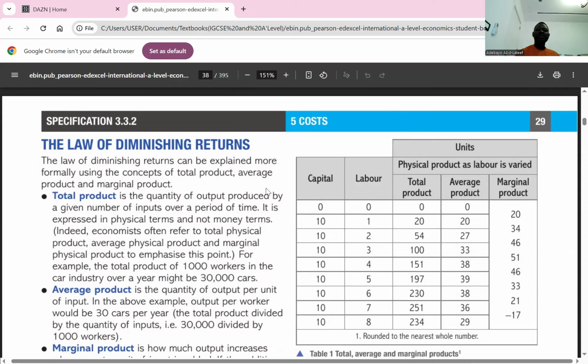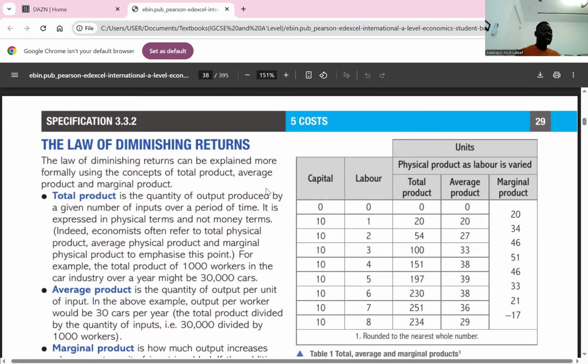As soon as the number of workers increases to 2, the total product becomes 54. Then the marginal product will be total product 2 minus total product 1, which is MP 34. Do you get the point here? MP is TP2 minus TP1, or change in total product divided by change in input. Do you get the point here, please? Yes, sir. So with 2 workers employed, 34 extra units were produced.